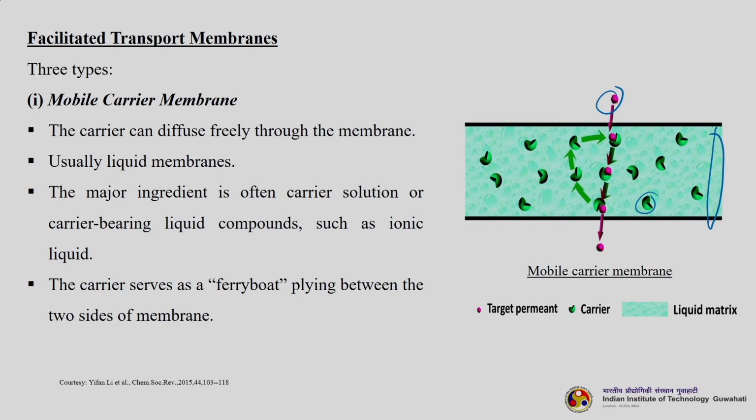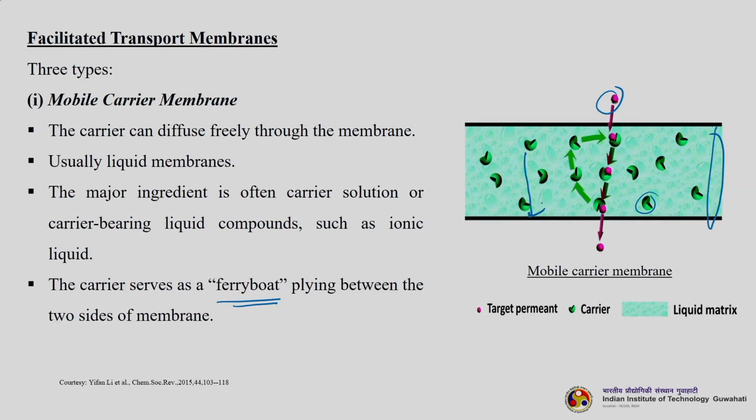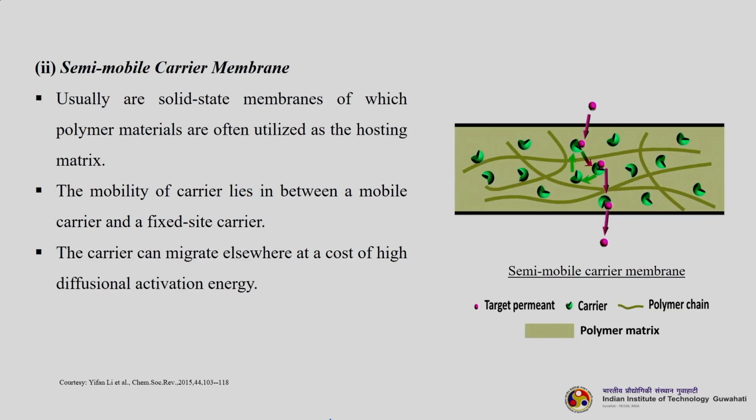The carrier here serves as a ferry boat plying between the two sides of the membrane. It is just moving here and there. You can see this carrier is moving here, and then it moves back to the other side after releasing the permeate. So, this is one. The second one is the semi mobile carrier membrane.